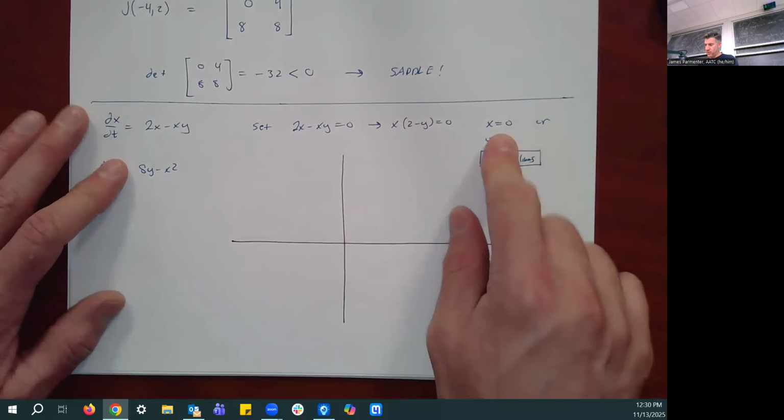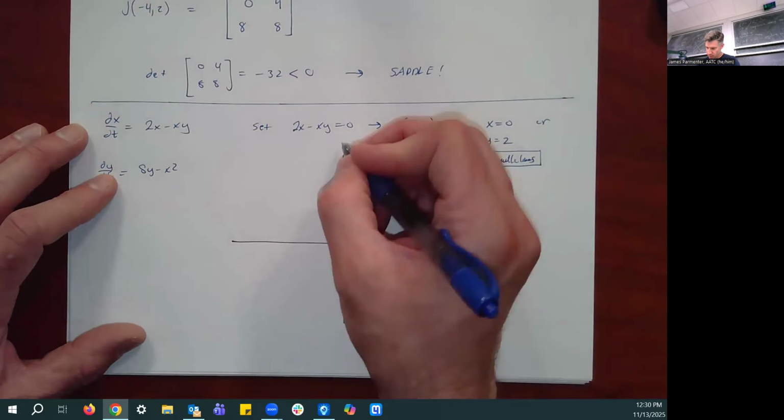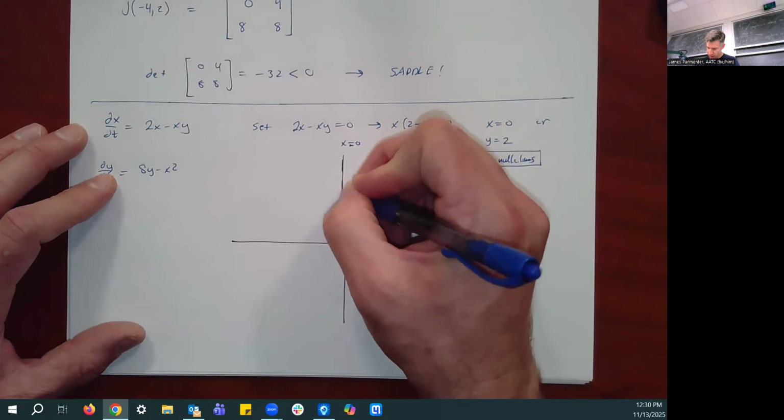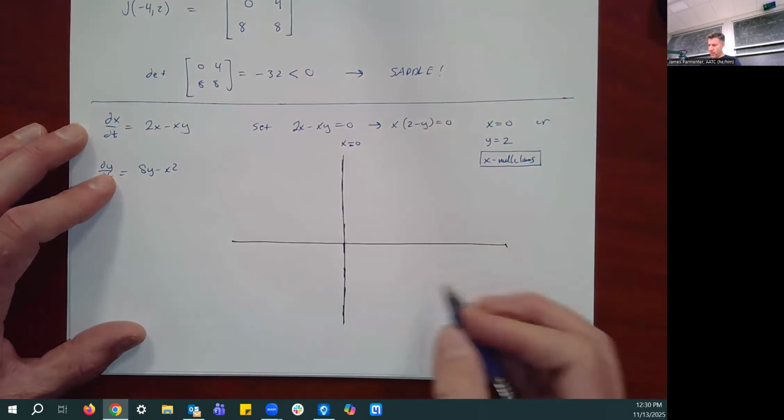So I have x equal to 0 and everything. So here's x equal to 0. And all my direction arrows are purely vertical, which is kind of a pain. And then y equal to 2.